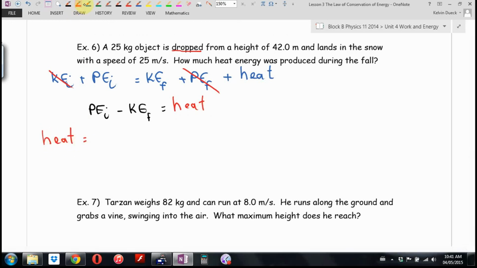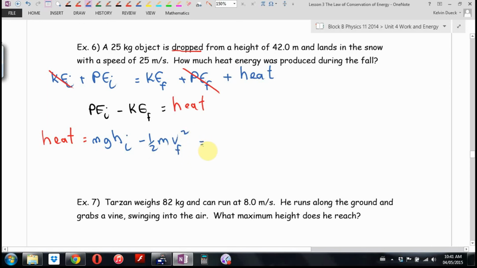equals, what was PEi? Not a province, it's a formula. What was PEi? Potential, and oh, that was going to be mgh, and I guess initial means initial, minus, and what was the equation for kinetic energy? A half mv, which v? Final, squared. All right, plug and chug.